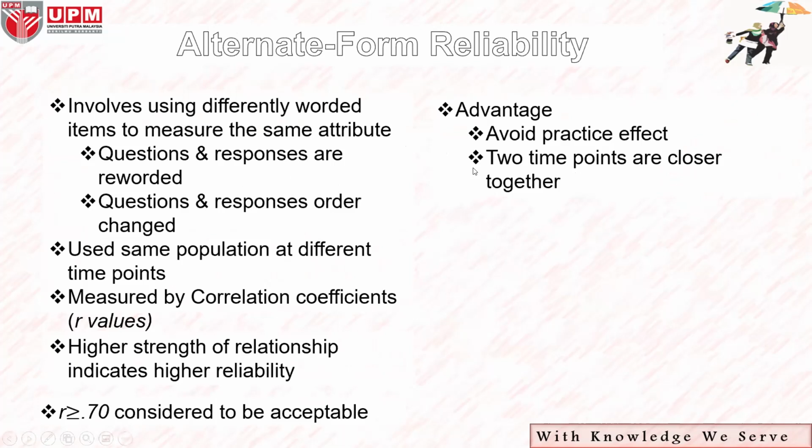Okay, next one, alternate form reliability. Alternate form reliability involves using differently worded items to measure the same attribute. You just use different wording in your instrument. Either the questions and responses are reworded, or the question and response order is changed from the first test.